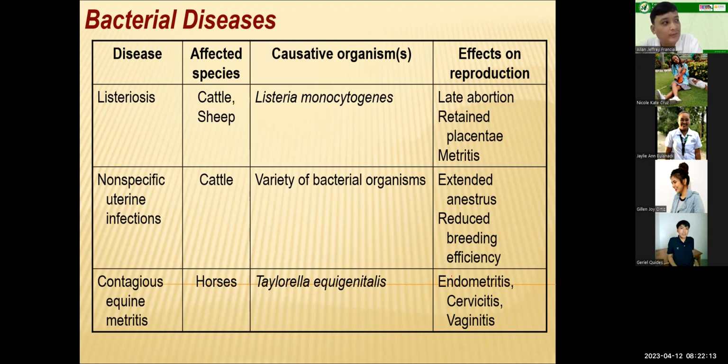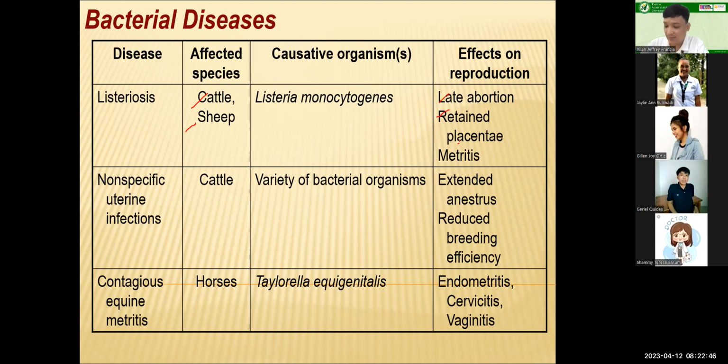Next one, we have the Listeria monocytogenes, or we have the circling disease. And these are the species affected. Mostly, they are large and small ruminant. Why? Because they could thrive in silage. Now, that's why ang ibang term dito sa sakit na ito ay we have the silage disease. And these are the clinical signs. Late abortion, retained placenta, and we have also the metritis. Okay?